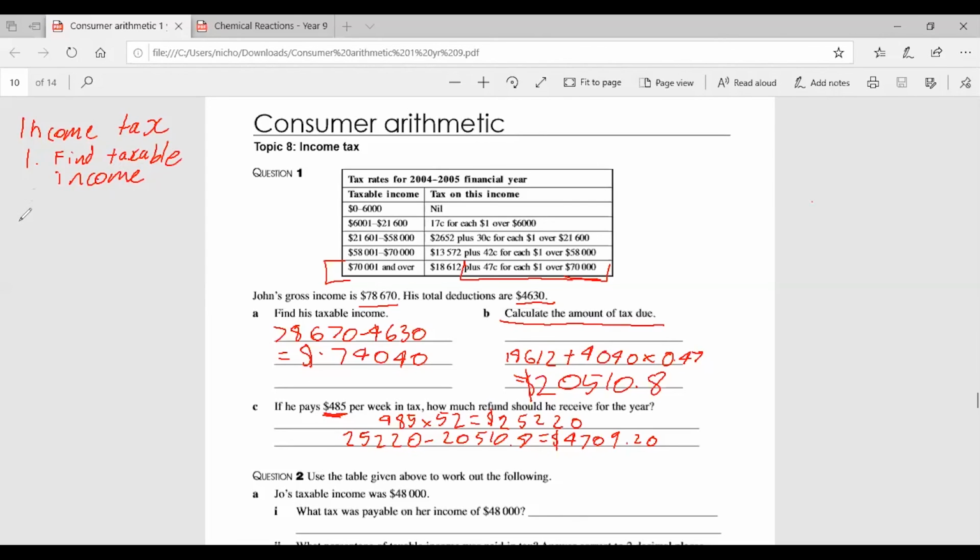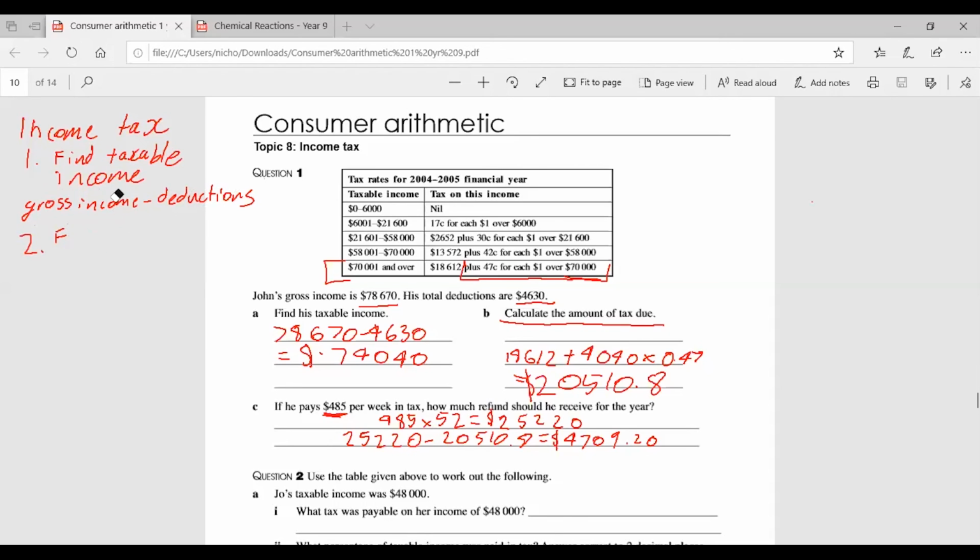We minus his salary and his total deductions. So gross income minus deductions, right? And then step 2, what did we do? We found the tax to be paid.